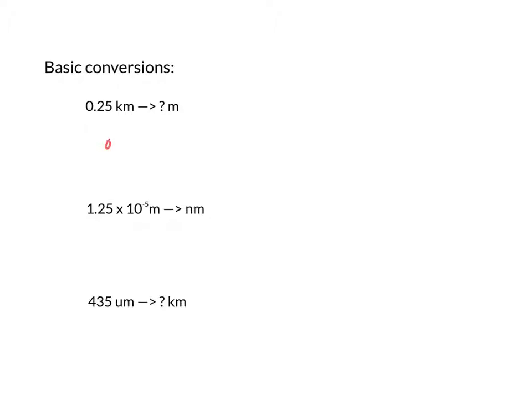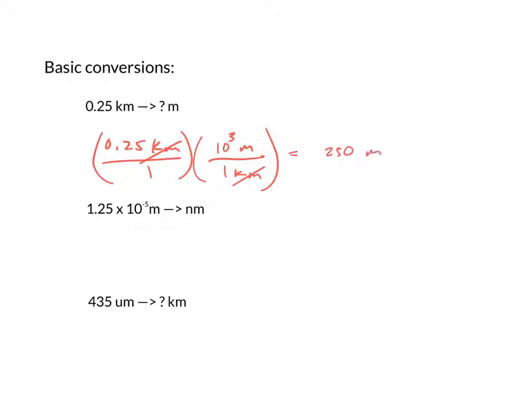So if I have 0.25 kilometers, I'm going to put that over 1 just to make my life algebraically easier, right? I know that for every 1 kilometer, I need kilometers on the bottom because it's on the top over here, there are 10 to the third meters because kilo is 10 to the third. So the kilometers are going to cancel out because I have the same thing on the top and the bottom. I'm going to end up in meters, and it's going to be 250 meters, okay, when I multiply that through.